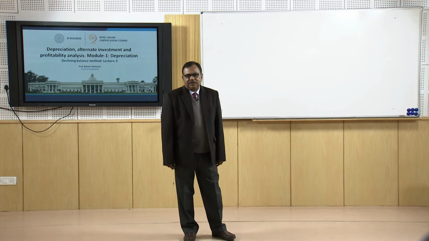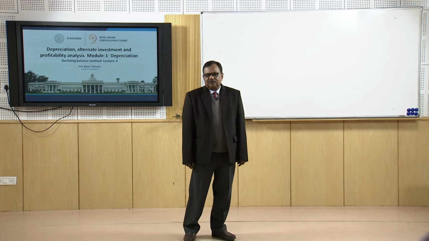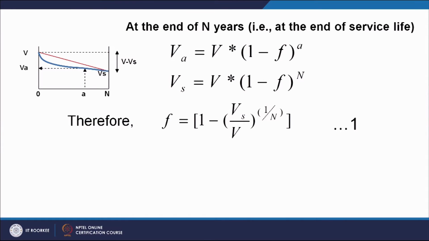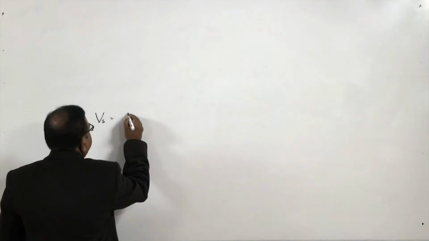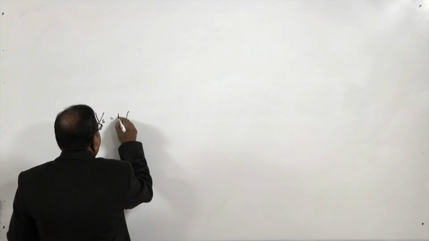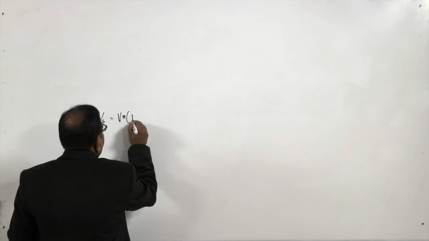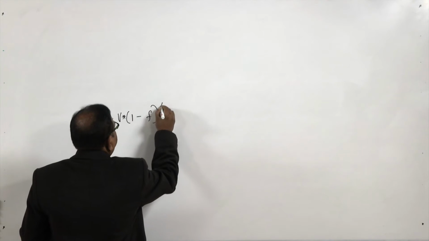Now, at the end of the nth year, the value becomes Vs, that is the salvage value, and we can write Vs is equal to V into (1 minus F) to the power n.